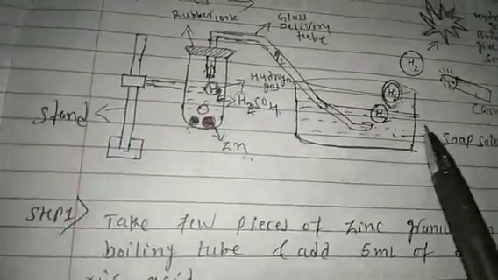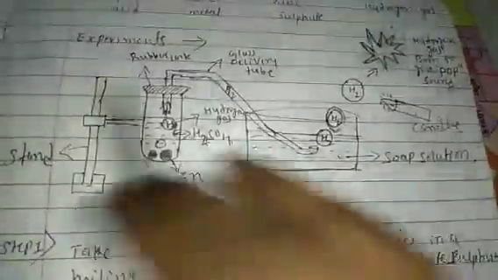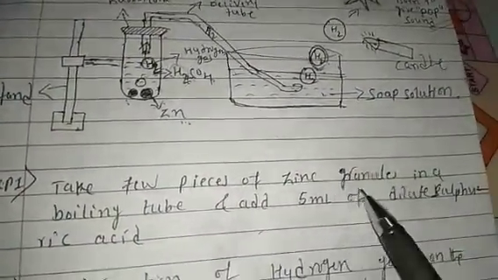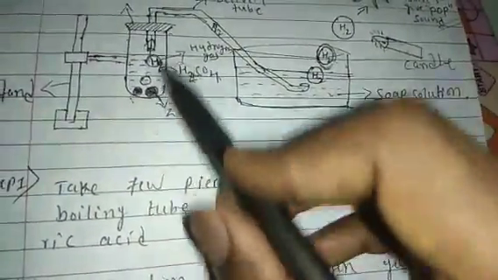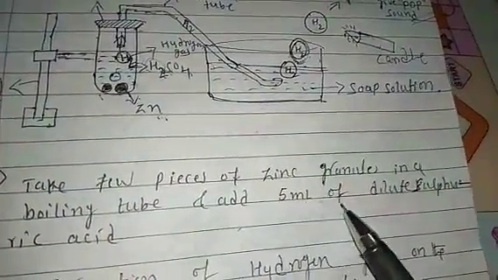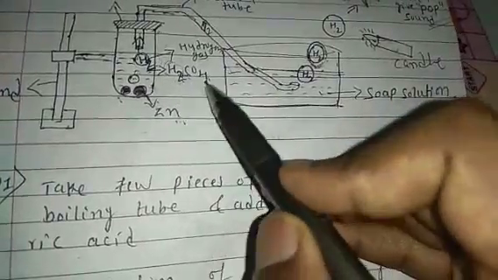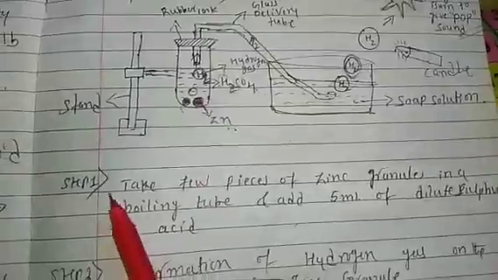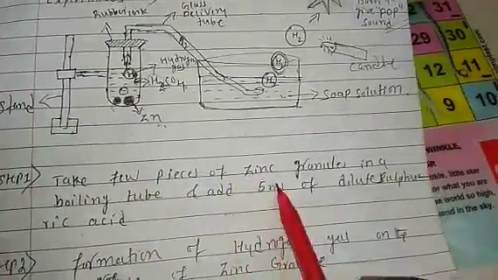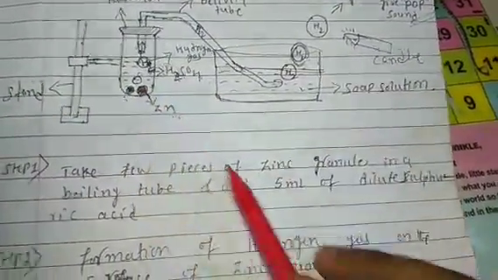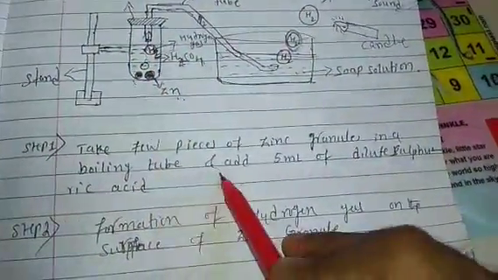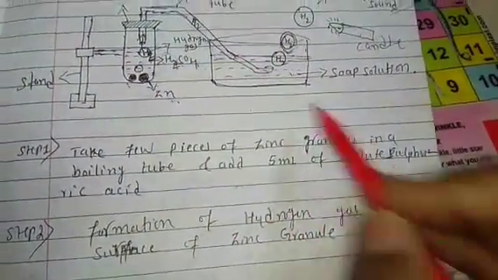Right, students? So how do we write this whole demonstration? Let's see, students. Step 1: Take a few pieces of zinc granules in a boiling tube. The shaded portion is the zinc granules in a boiling tube. This is a boiling tube, friends. And add 5 ml of dilute sulfuric acid.